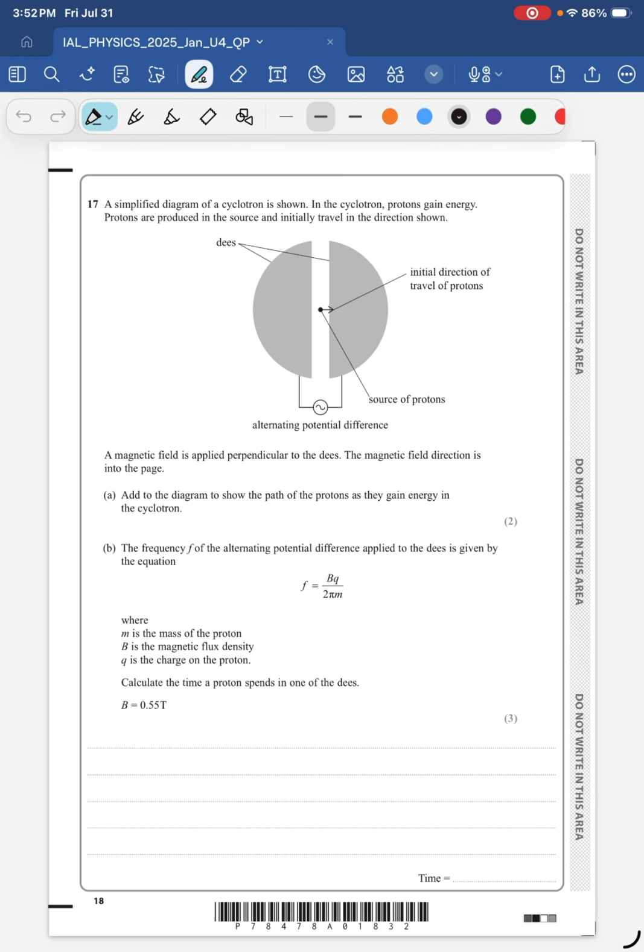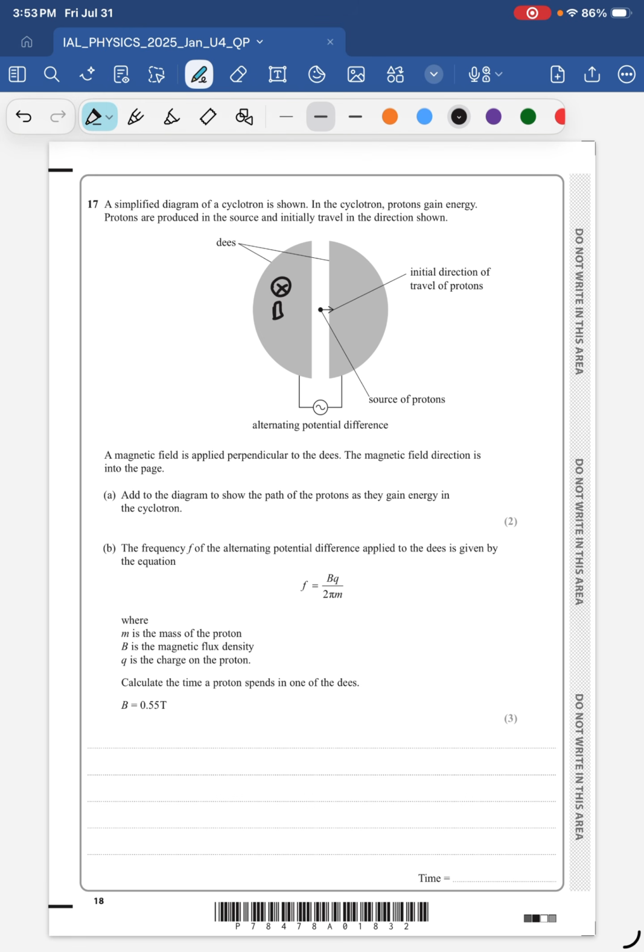Okay, next question is 17. We have a simplified diagram of a cyclotron that is shown. In the cyclotron, protons gain energy. Protons are produced in the source and initially travel in the direction shown. A magnetic field is applied perpendicular to the Ds. The magnetic field direction is into the page. So B is into the page. That's the way we denote it. It's like looking at an arrow going into the page from behind, so you see the tail of the arrow.